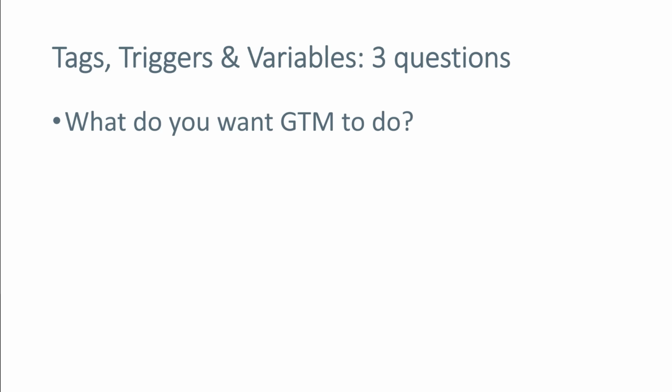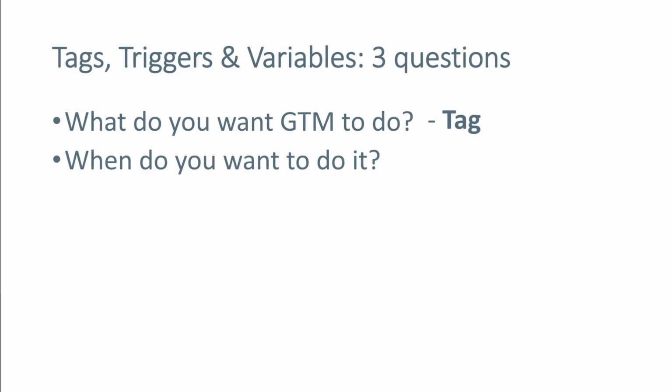When I teach the concept of tags, triggers, and variables, I usually like to do that with 3 questions. The first question is, what do you want to do? For example, if you want to track a button click, you need to activate some code. So that code is a tag. If you want to track a purchase, that is a tag. Then the next question is, when do you want to do that? So when do you want to activate the tag? Your example could be when a user makes a purchase or when a user submits a form or something like that. So the answer to when is the trigger.